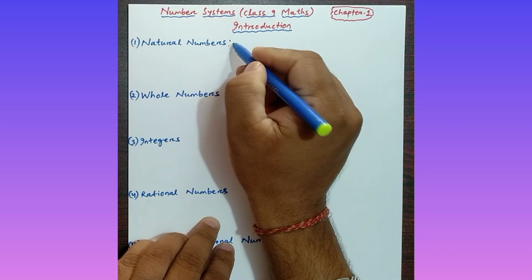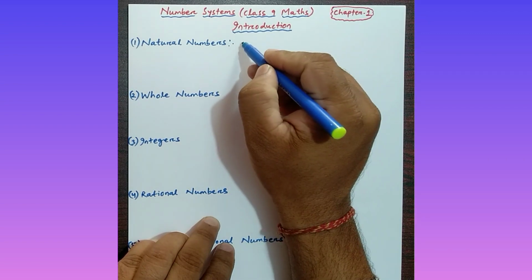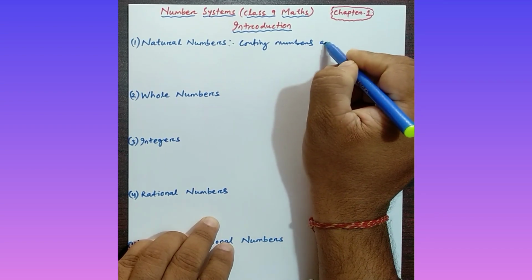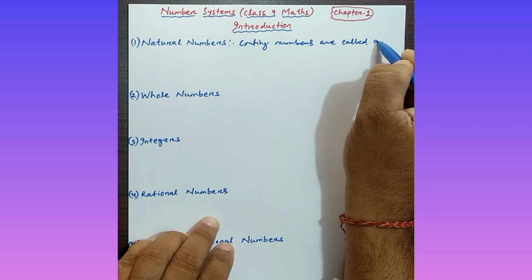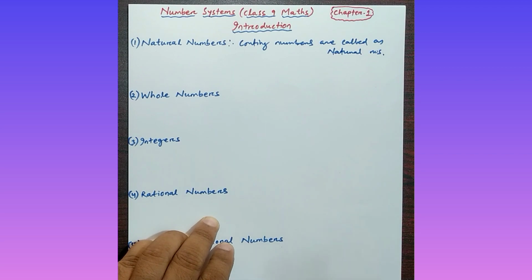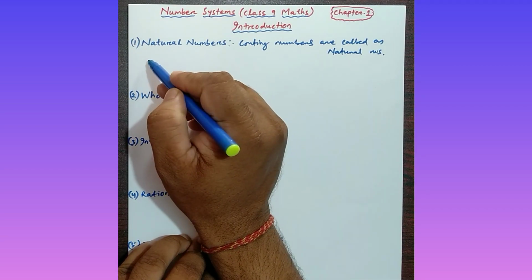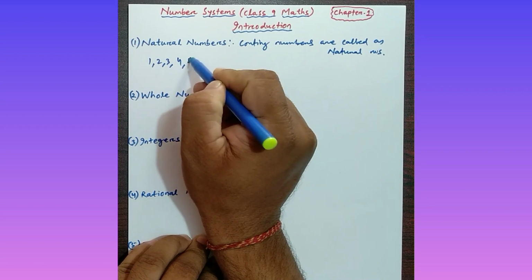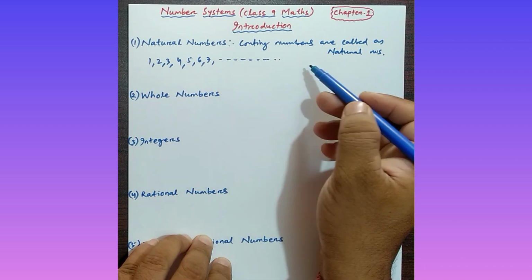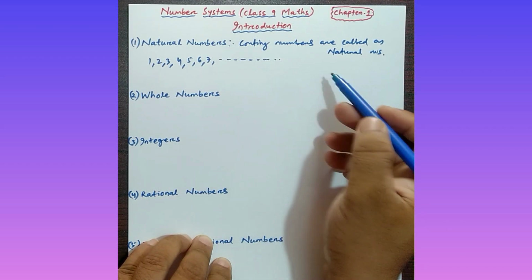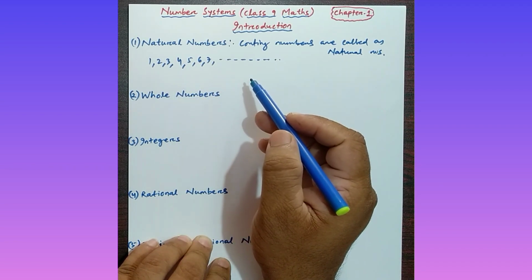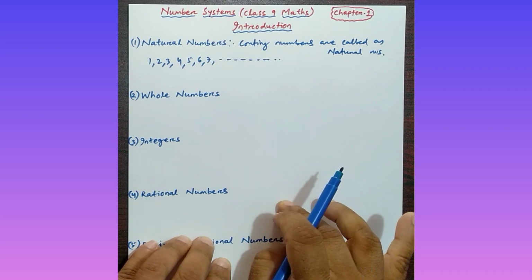So the natural number definition kya hai? The counting numbers are called natural numbers. You have to say that the counting numbers are called natural numbers. From where do we start counting? Obviously, starting from 1. So 1, 2, 3, 4, 5, 6, 7, and so on, so on. So infinitely many natural numbers are there. Right? So this is the example; these are called the natural numbers.